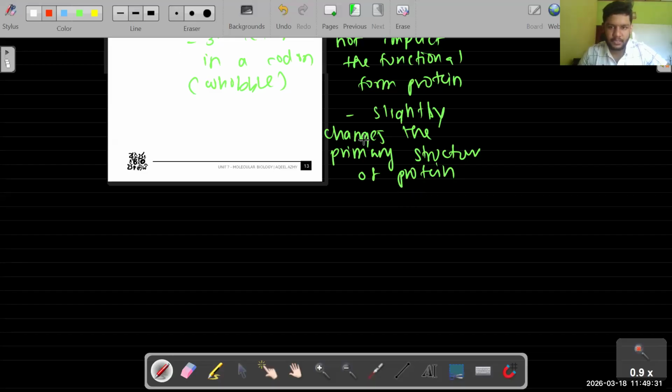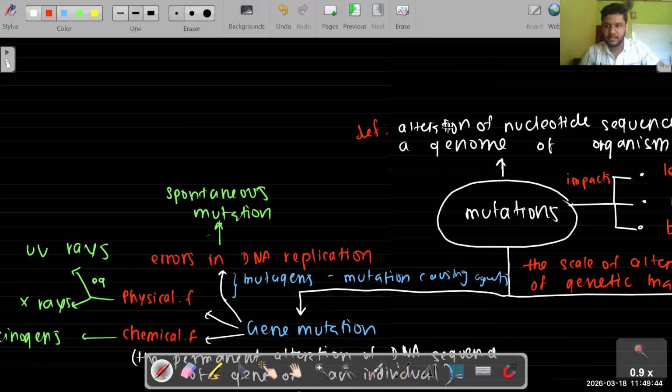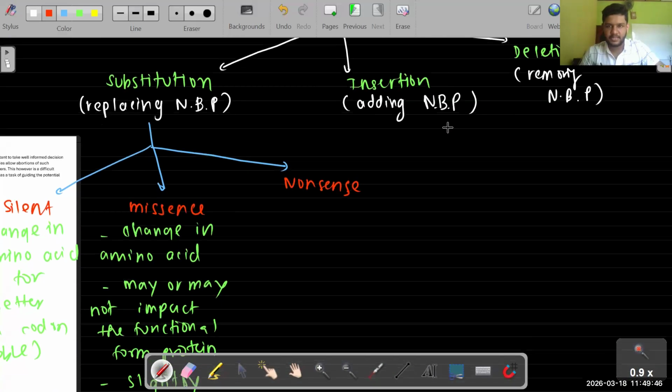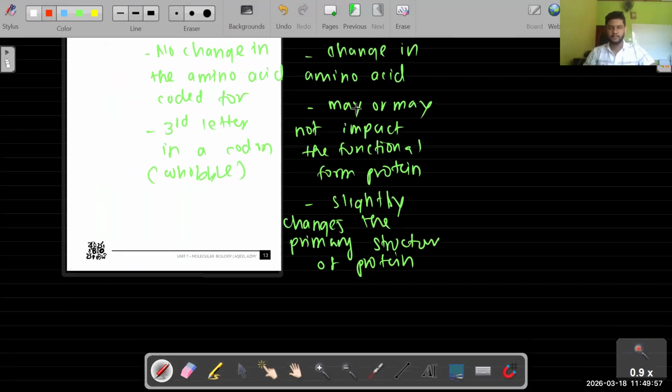Now, why this slight change in primary structure? I have explained this in the last class. I drew a large number of diagrams and explained how a slight change takes place, how a drastic change takes place. Even today, before starting the class, I gave that. In the first page, I said that drastic changes are shown by nonsense mutation, insertion, deletion, chromosomal mutation. Minor, slight changes are shown by silent mutation, missense mutation. Hope you can remember it.